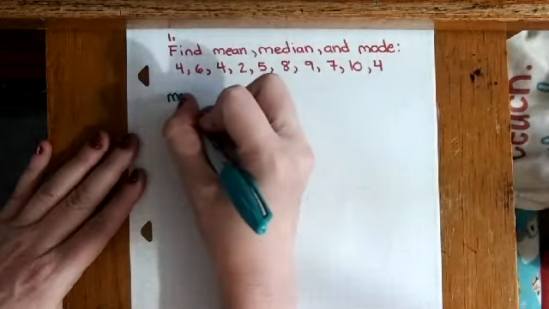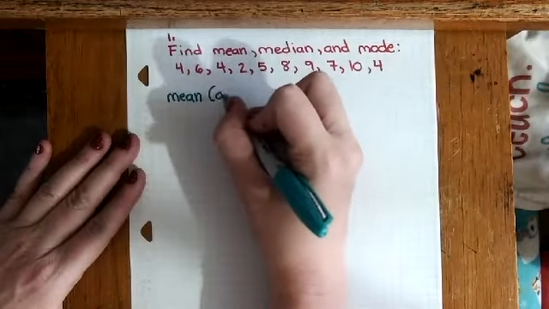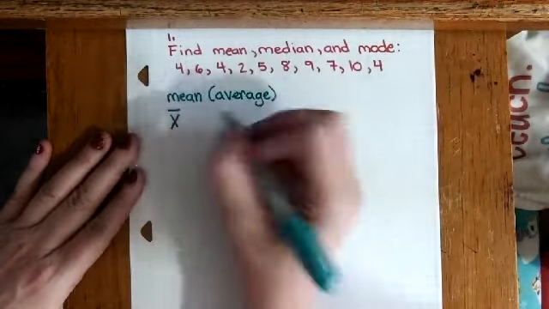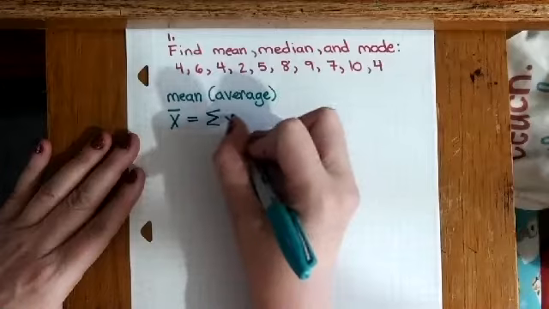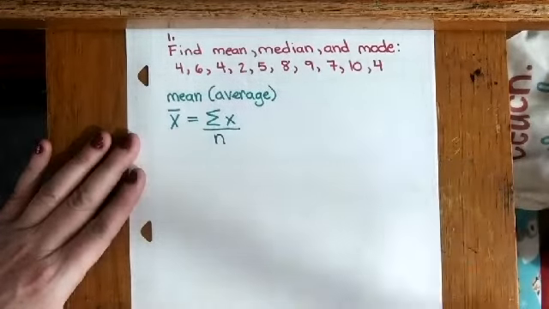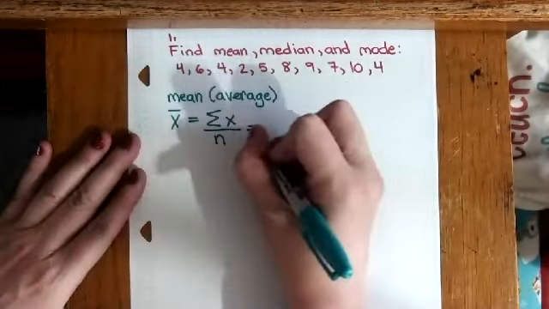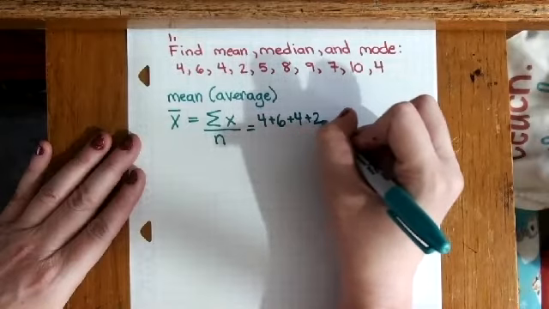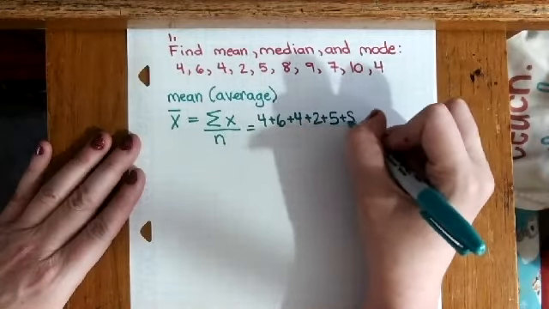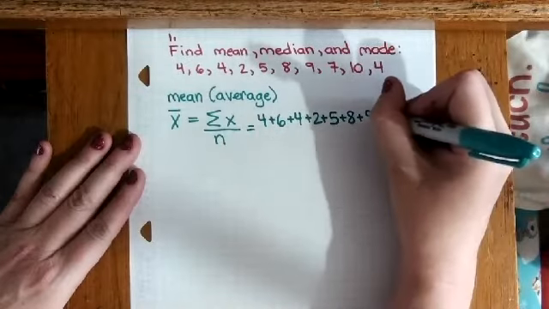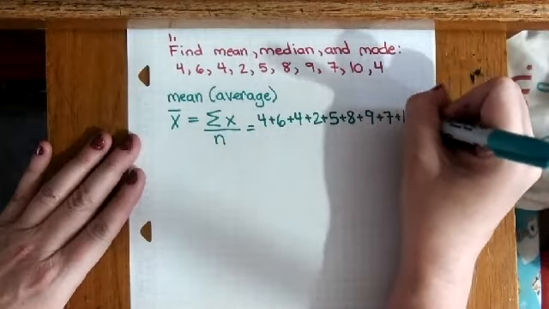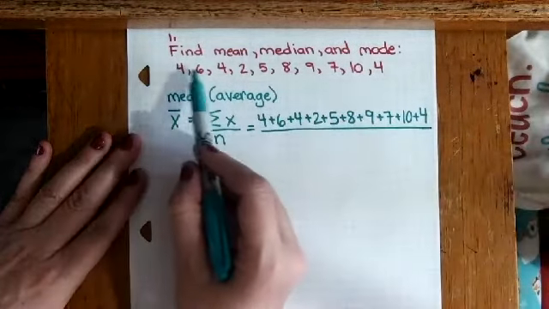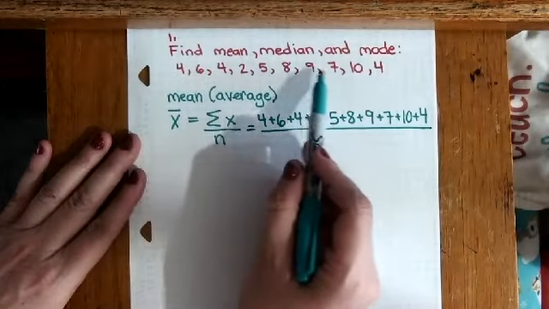The mean, which is the average, we call X bar, is the sum of our data points divided by the number of data points that we have. So we take 4 plus 6 plus 4 plus 2 plus 5 plus 8 plus 9, 7, 10, and 4, and we divide by 1, 2, 3, 4, 5, 6, 7, 8, 9, 10.